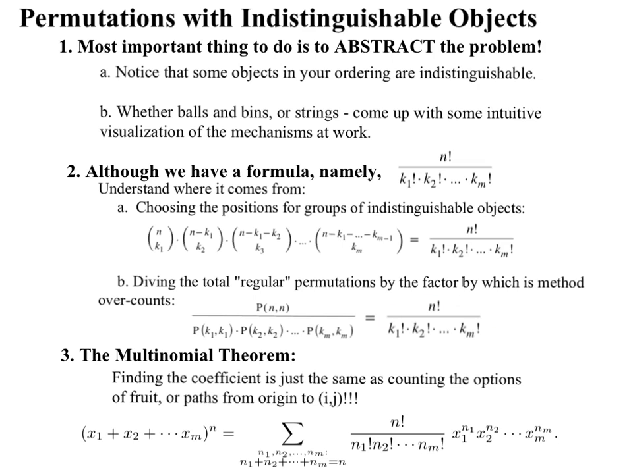Finally, again, the multinomial theorem is a very important application of this concept, and it's very important to recognize that finding the coefficient is the exact same thing as counting fruit or the paths. And again, that harps on the whole notion of the abstraction and why it's so important.